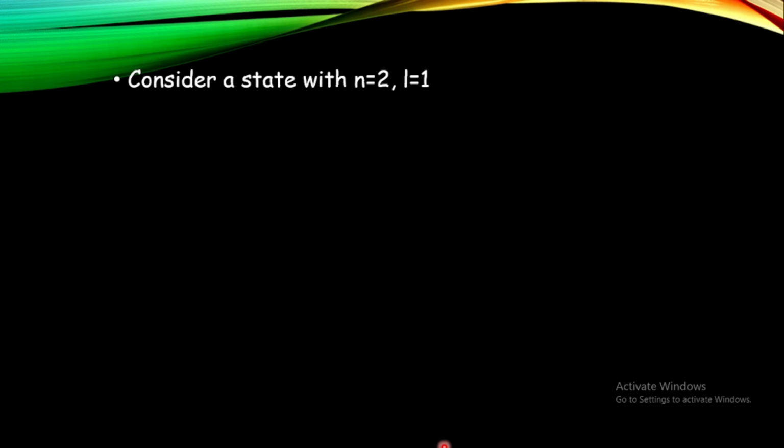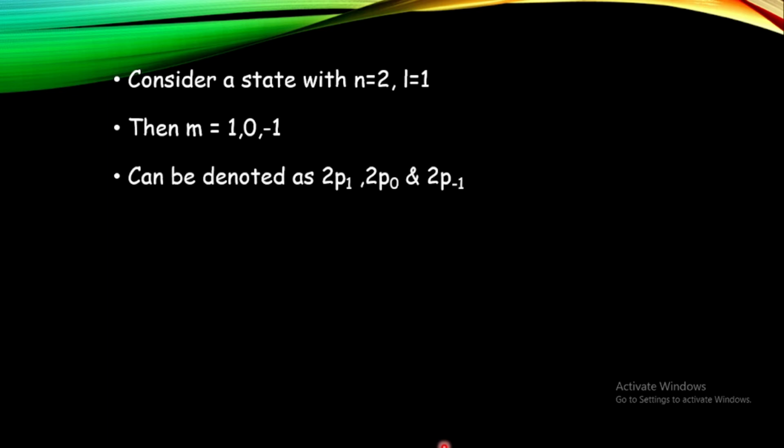Now let's understand in detail, taking another example. If you consider a state with the principal quantum number 2, then L will be equal to 0 as well as 1. So let us consider L equal to 1. Then the corresponding M value will be from minus L to plus L, that is minus 1 to plus 1, and in between there will be the 0 term involved, because 2L plus 1 will be equal to 3 in this case. So totally 3 values of magnetic quantum numbers.